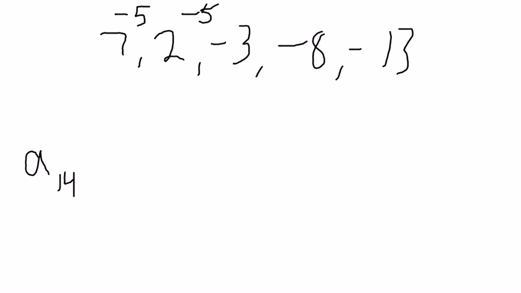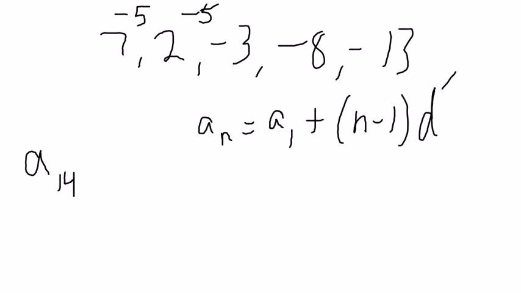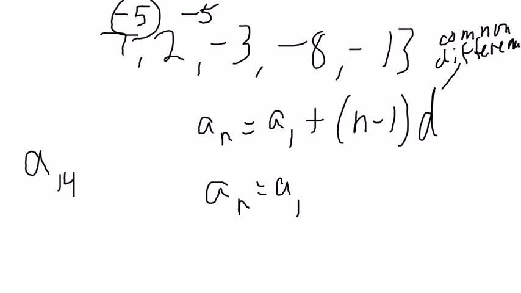And the explicit formula for an arithmetic sequence is a sub n equals a sub 1 plus n minus 1 times d. Now d is the common difference. Common difference means what's being added or subtracted each time. And the common difference in this case is -5. That's our common difference. And so we have to just add that in. So a sub n in this case is going to be a sub 1 plus n minus 1 times -5.